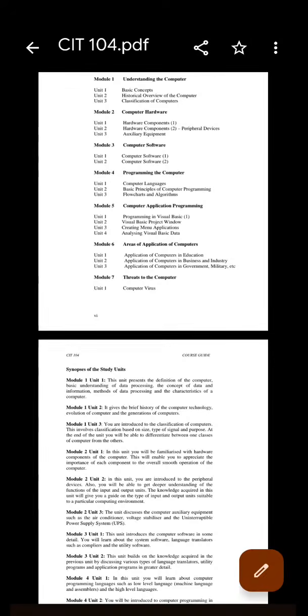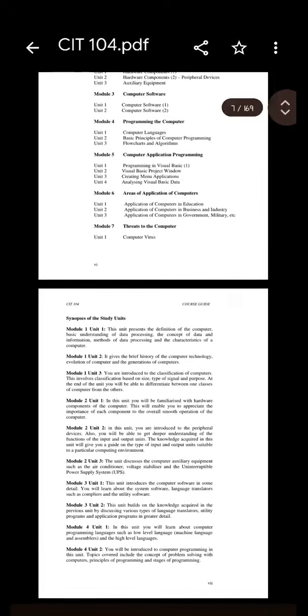So today we are beginning Module 1, that is understanding the computer, before we even talk about programming, hardware, or software. You first need to understand what a computer is. In a nutshell, what is a computer? That's what the course material is talking about. For that, Unit 1: What is a computer?